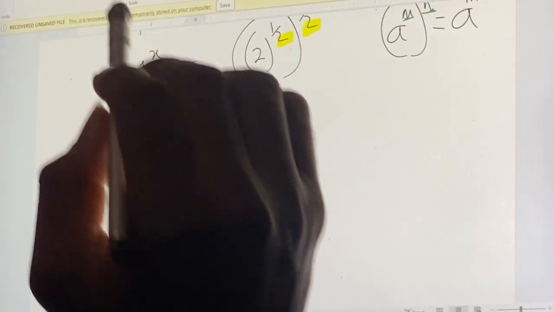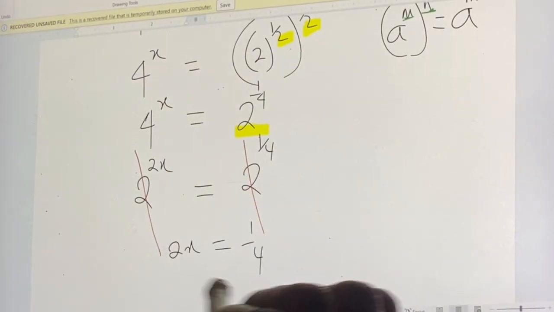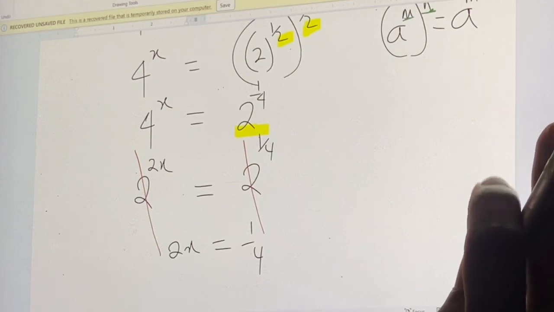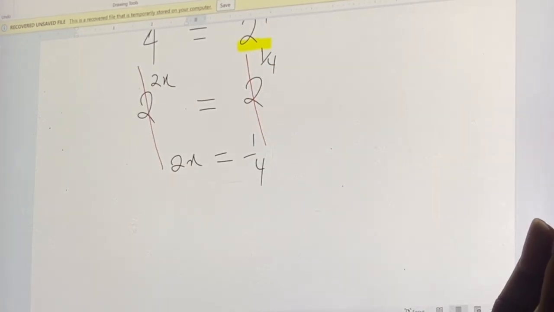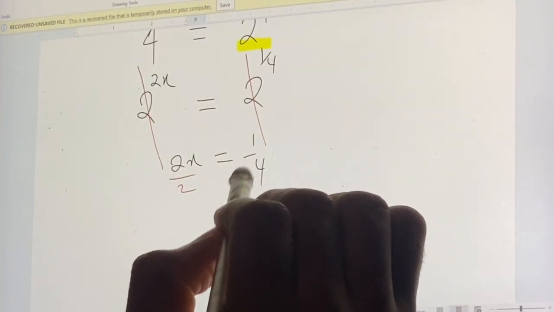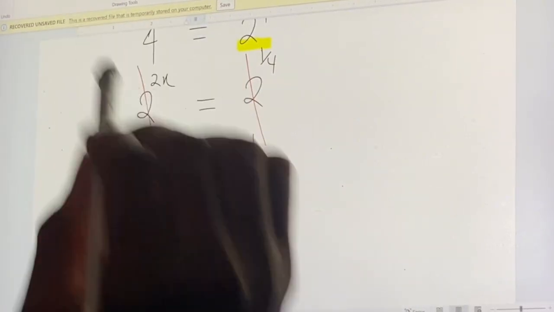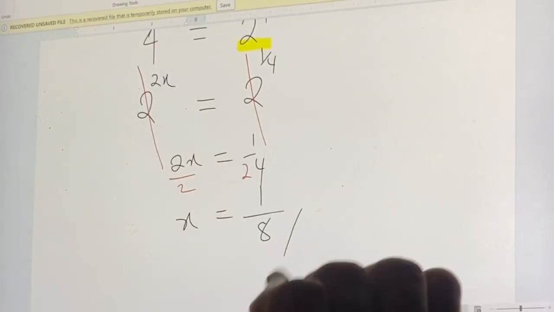I will now solve the powers. This will be 2s is equal to 1 over 4. Divide both sides by 2 to make s the subject. So I will have s will be equal to 1 over 8. So our answer here is 1 over 8.